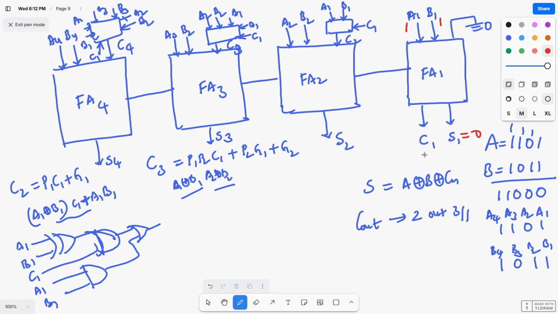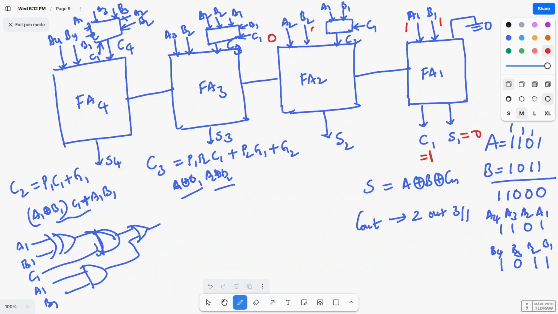What is C1? It is 1. Two inputs are 1, so with 2 out of 3 logic, at least two inputs are 1 and the output is 1. And next you see A2 B2 equal to what?